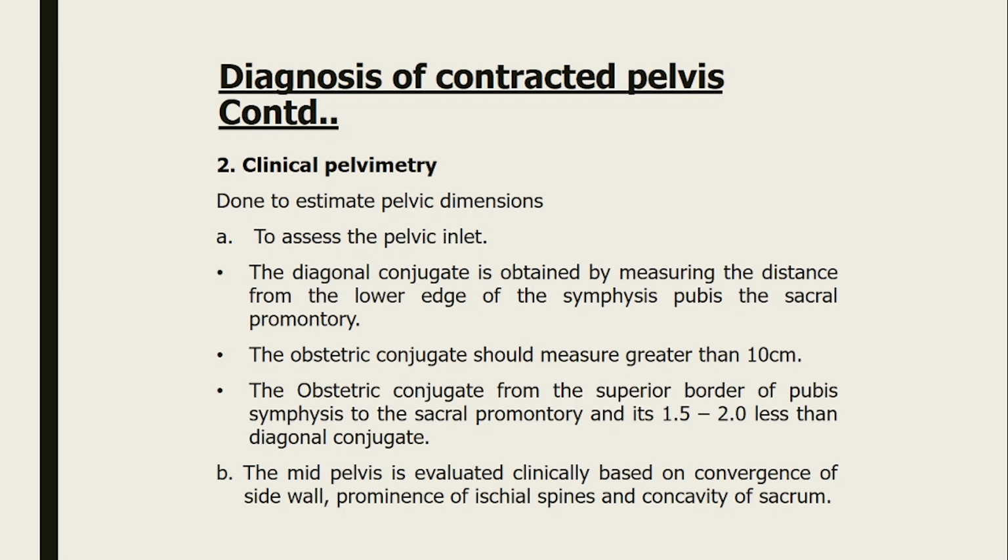And again, you need to palpate the ischial spines for prominence. As we have said earlier, in the gynecoid pelvis the ischial spines are not prominent. But in android pelvis, the ischial spines are prominent. And look at the concavity of the sacrum. In android pelvis, the sacrum is not concave, but a little bit convex. That's why the sacrum is pointing posteriorly. So this is what you look for when you are assessing the mid cavity.